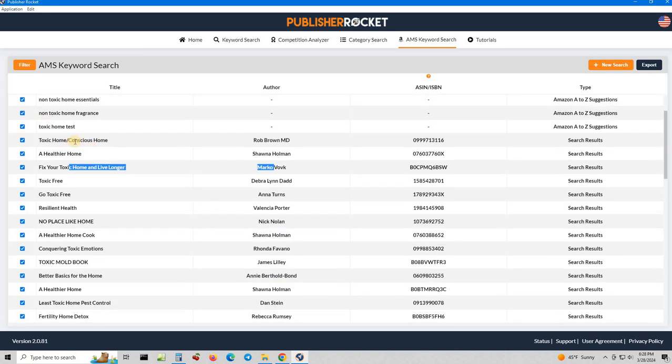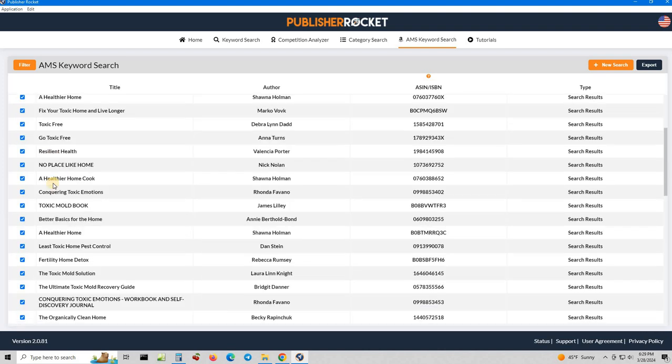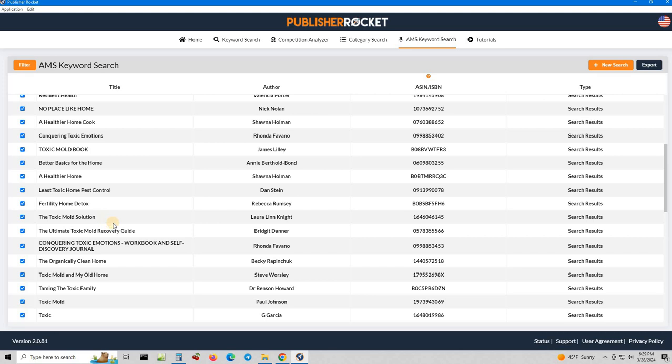So we got these, Toxic Home, Conscious. These are books because they got author here, and they have ASIN, International Standard Book Numbers, and I forget what that is, but it's either or. And we got the author here, and the book titles. Most of them have the word toxic in them because that's the keyword. This is what I was talking about when I tell you to try to have your keywords in the title, or find a keyword to put in your title that people are looking for.